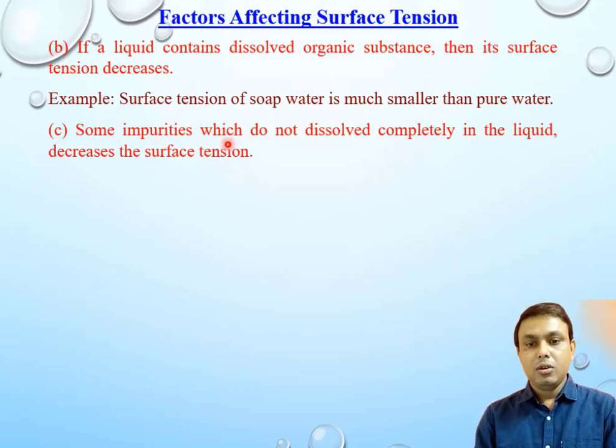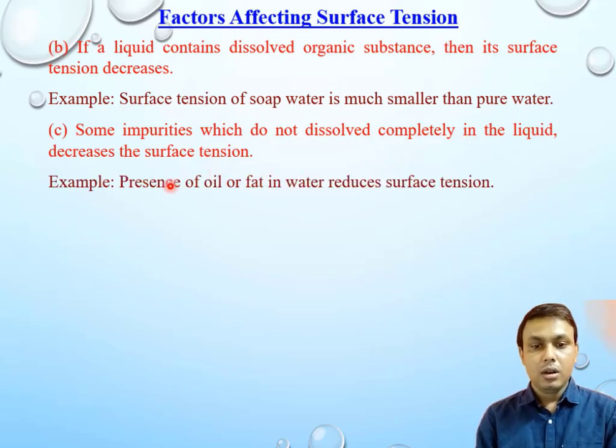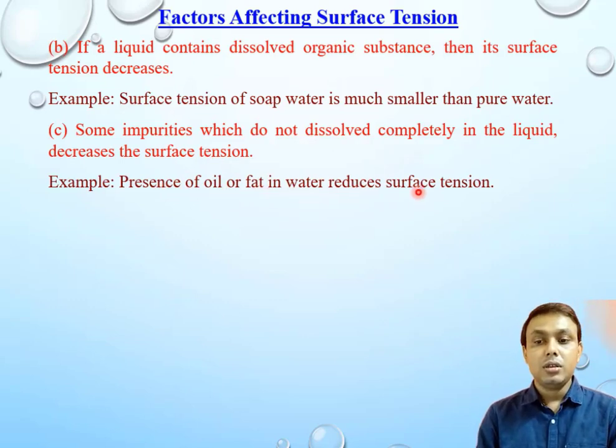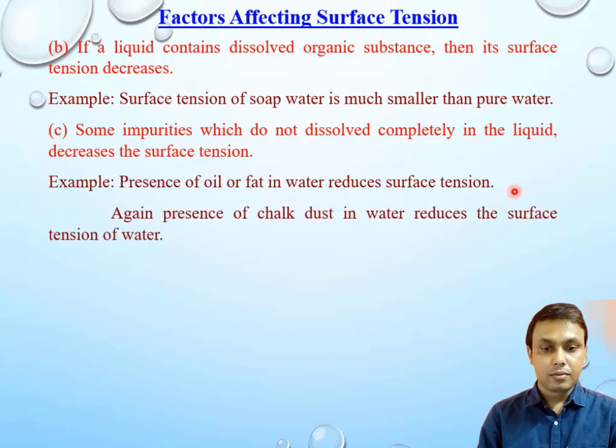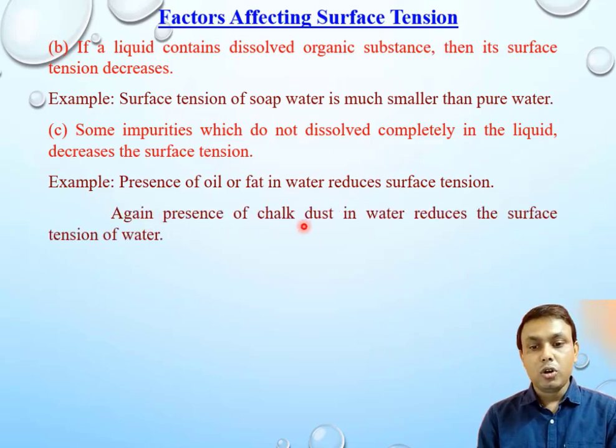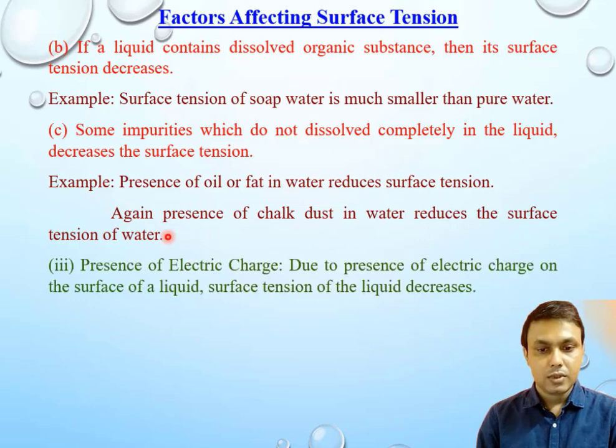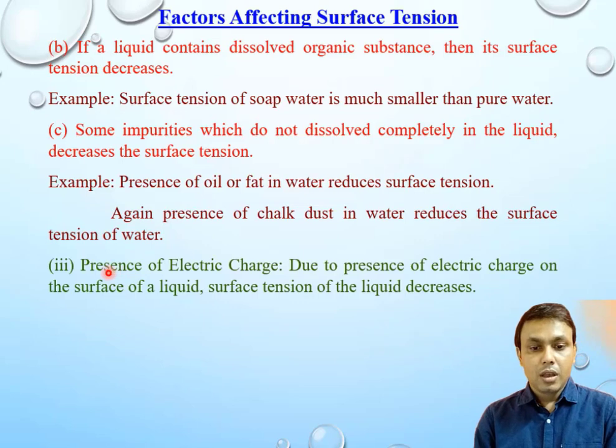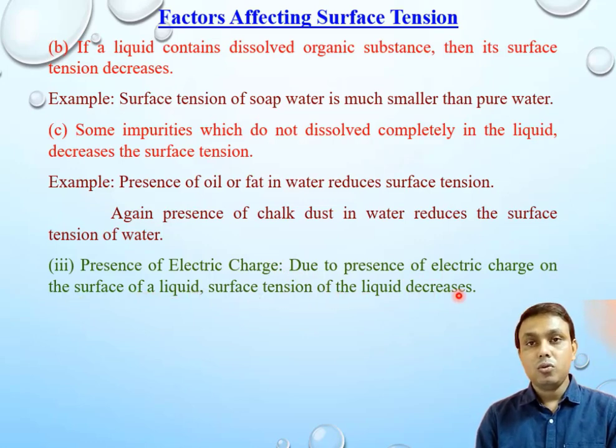Some impurities which do not dissolve completely in the liquid decrease the surface tension. For example, presence of oil or fat in water reduces the surface tension. Again, presence of chalk dust in water reduces the surface tension of water. Next, presence of electric charge. Due to presence of electric charge on the surface of a liquid, the surface tension of the liquid also decreases.